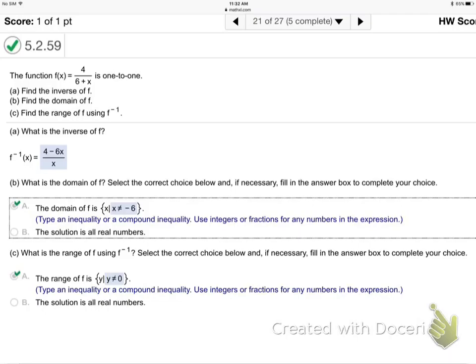All right, let's try it out. So f of x, the original function, is 4 over 6 plus x. Find the inverse. Let's start by just finding the inverse. Let me let you do it. You get more out of it than if I just do it real quick. So you know what to do, right? This is y over here. So just switch x and y, solve for y.